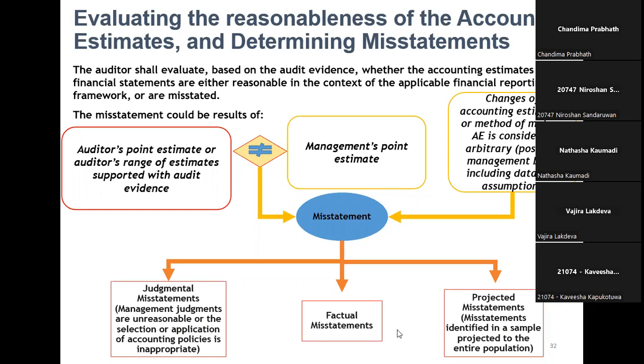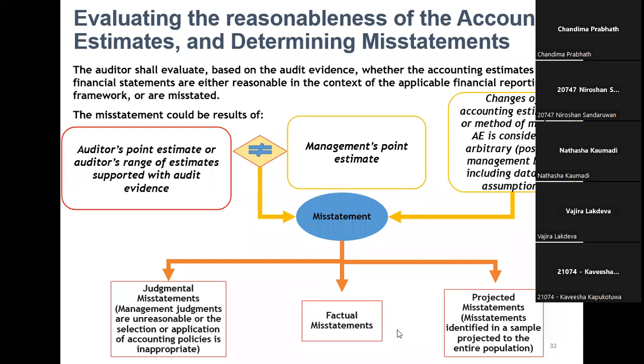So you can project. Basically, the misstatement in the sample can be projected to the untested items in the population. As an example, for 10 million, overstatement is 1 million. So for 90 million, projected misstatement is 9 million. I hope you all are clear.